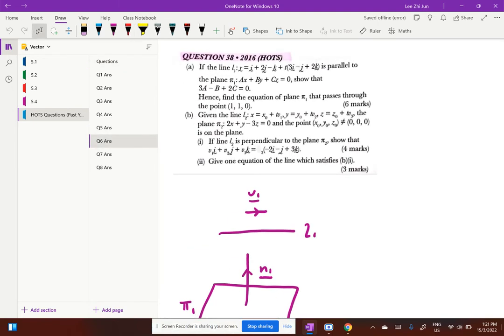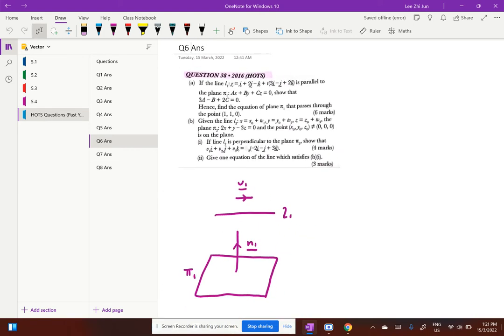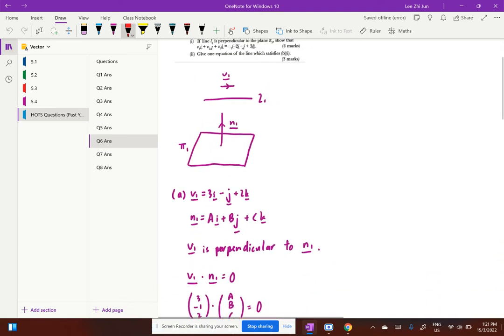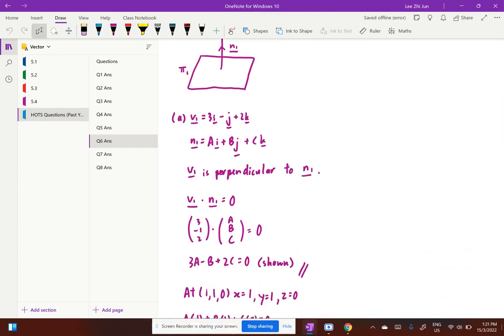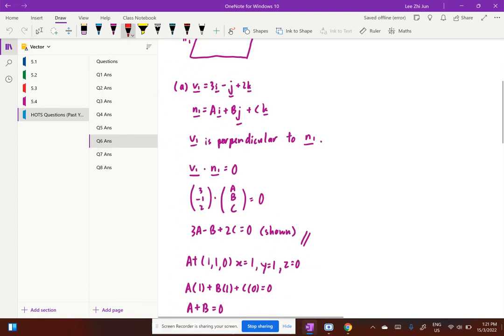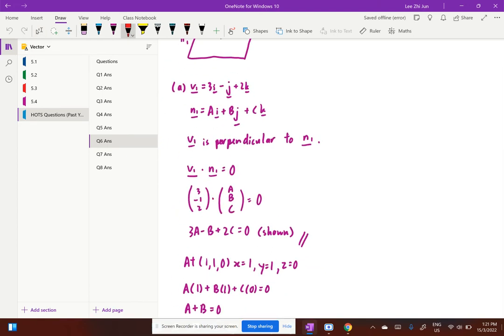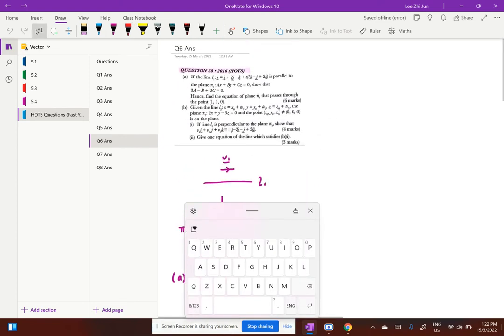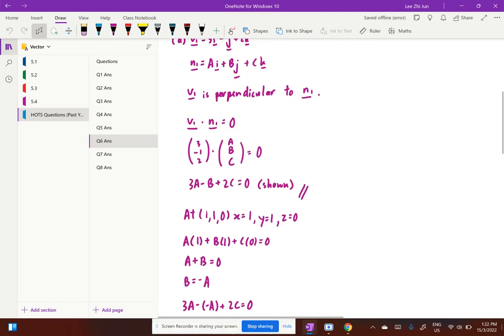Because it's complicated, I draw it in the diagram. The line is parallel to the plane, you can see, and is perpendicular to the normal. So v is perpendicular to n, so v dot n equals 0. The normal is ai plus bj plus ck, so I get 3a minus b plus 2c, just multiply it, equal to 0. It's shown.